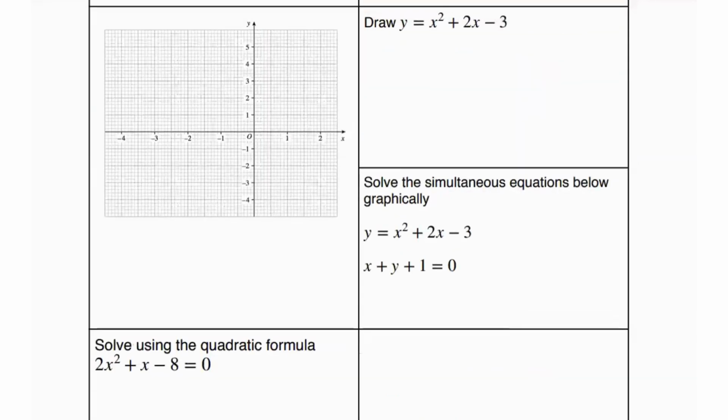Next question says, draw y equals x squared plus 2x minus 3. We have this quadratic equation. Please sketch this. In order to sketch a quadratic equation, what we need is the y-intercept, the x-intercept, and the turning point. That is one way.